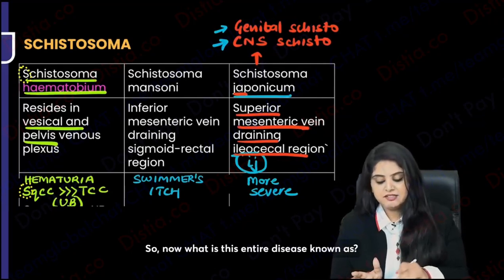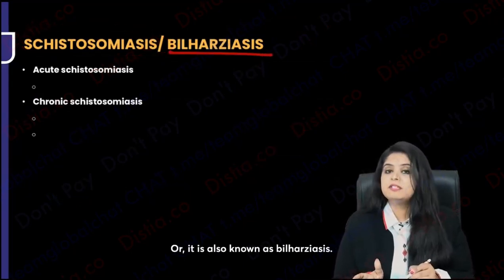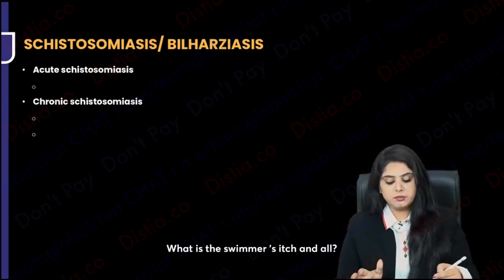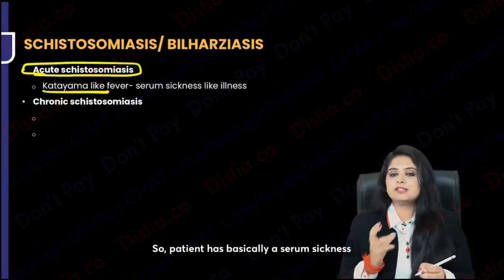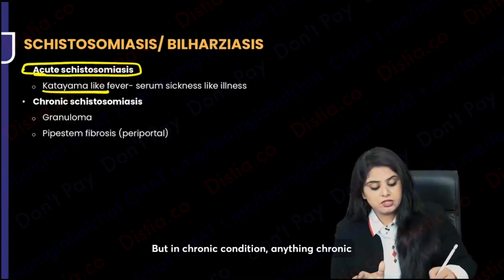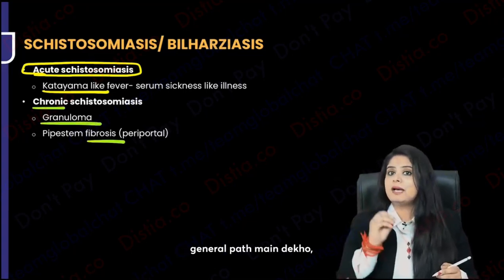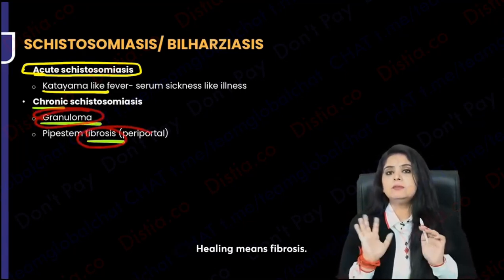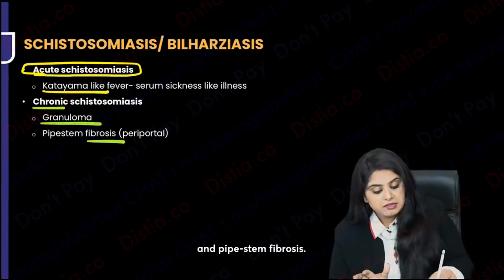Now what is this entire disease known as? Whenever Schistosoma causes a disease, that is known as schistosomiasis, or it is also known as bilharziasis. This is another fancy name that you have. What is this schistosomiasis? What is the swimmer's itch? And also in acute schistosomiasis, there is something known as Katayama-like fever. So the patient basically has a serum sickness-like illness. Fever happens because it is the starting, acute phase. But anything chronic will result in fibrosis and granuloma. If I go to my basic pathology, in general pathology, what was there in chronic inflammation? Granuloma, healing. Healing means fibrosis. So chronic schistosomiasis will result in granuloma formation and pipe stem fibrosis.